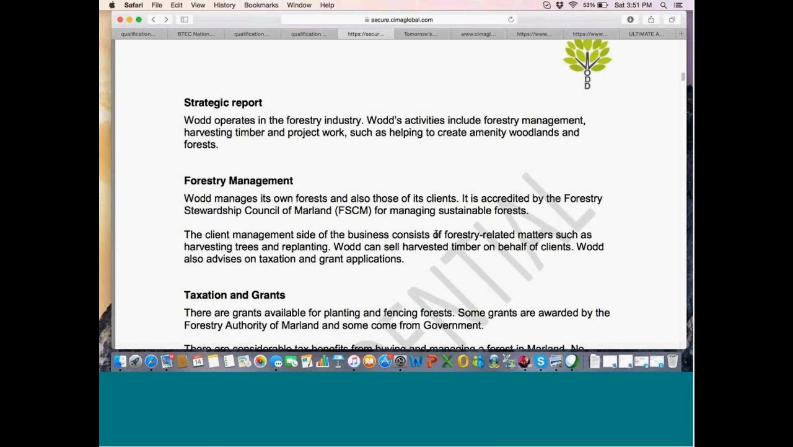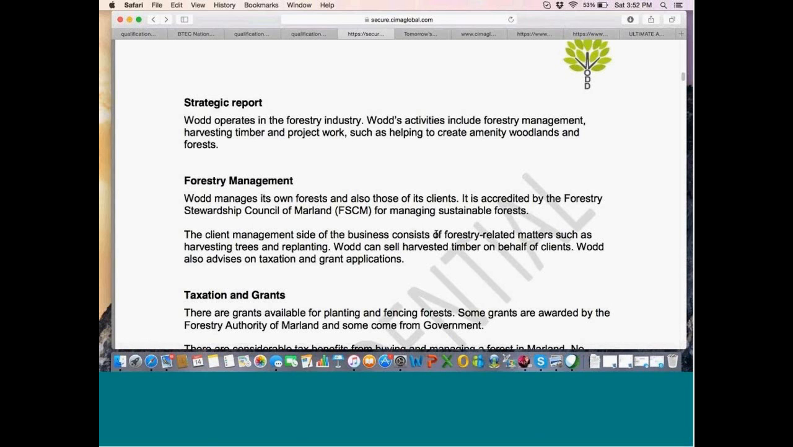Giving the overall direction of the business. What do they have in this paragraph? Correct. So some of the key activities that they're doing, right? Harvesting timber, project work. Project work means you're going into doing project management, okay? And you're going into doing project work for others as well, okay?